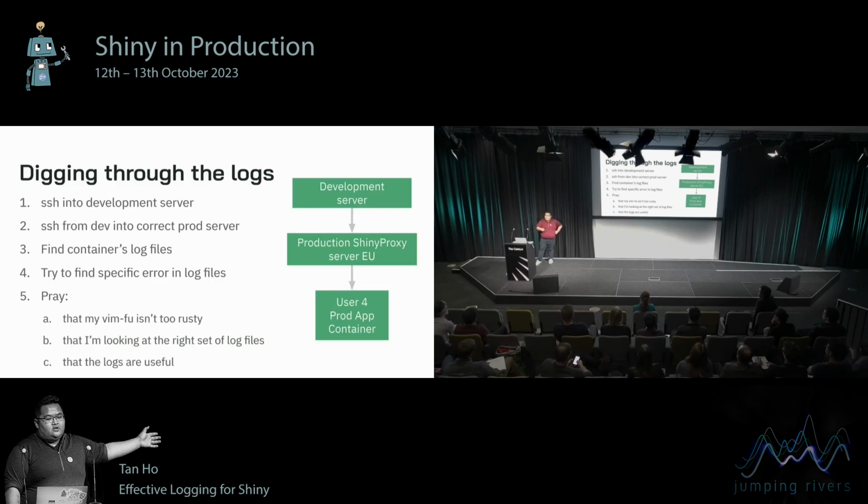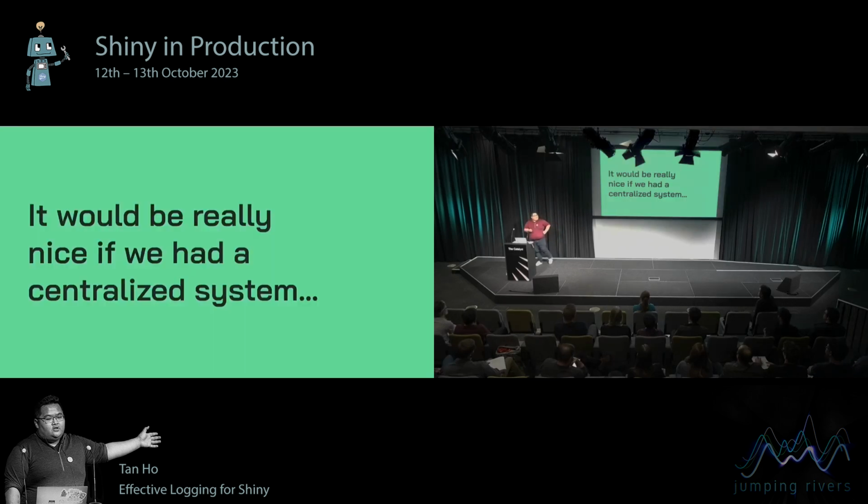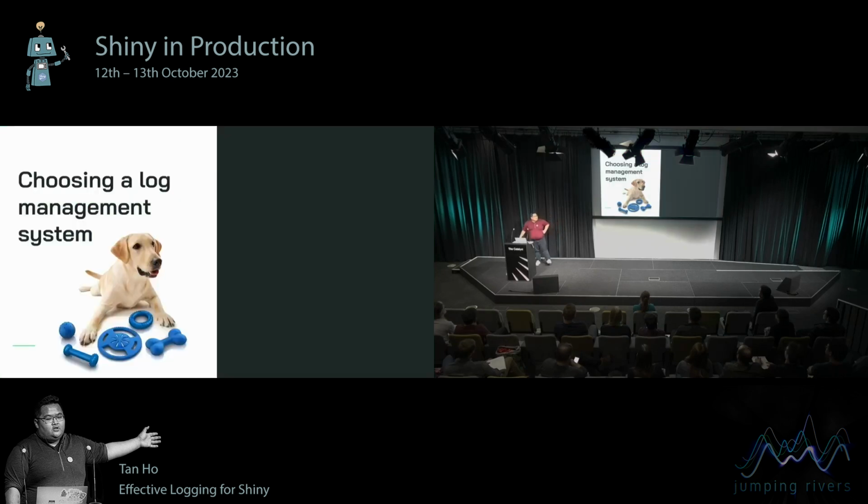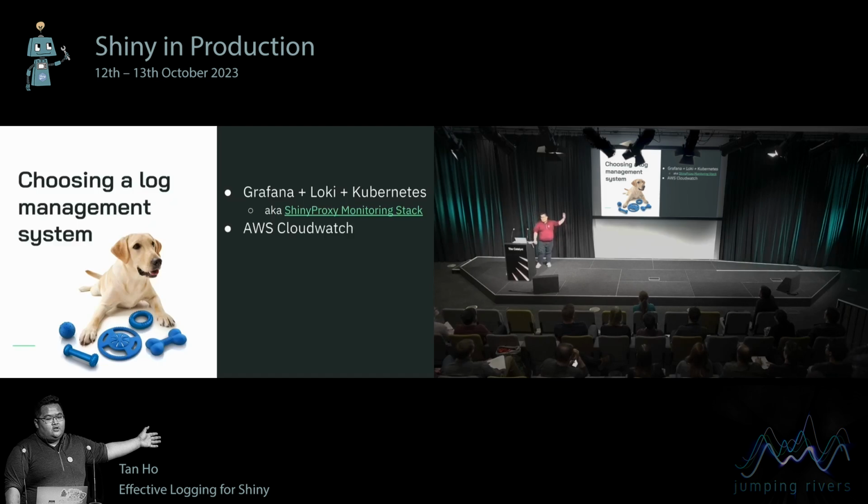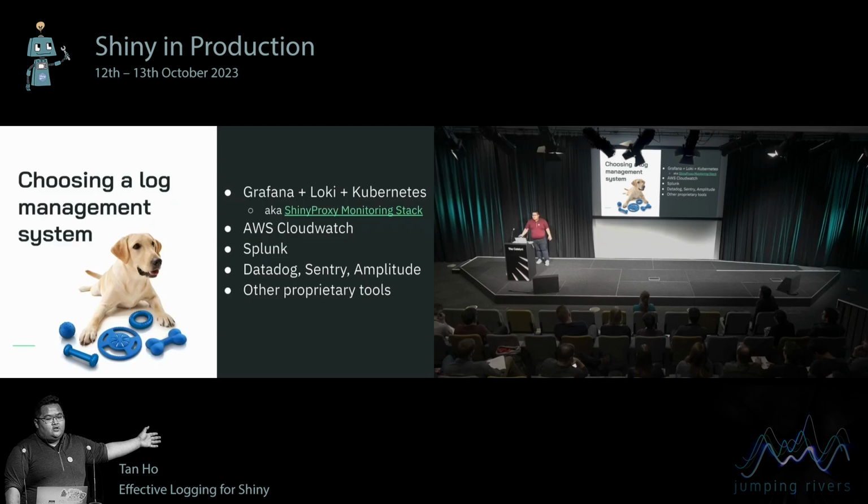We talked about the useful part already, but it would be really nice if we had a centralized system for all of the logs. And so, back to our dog friend, looking at all the options. You've got Grafana, Loki, and Kubernetes. This is what ShinyProxy recommends as its monitoring stack, which is an option for us. You've got AWS CloudWatch. We run all that stuff on AWS, so CloudWatch could be a natural fit here. Splunk has been around for a while. I asked my JavaScript friend what the best in class log tools were now, and he listed these three things: Datadog, Sentry, and Amplitude. There are other proprietary tools that I didn't list here, and of course, you can roll your own thing. So how do you choose between these?